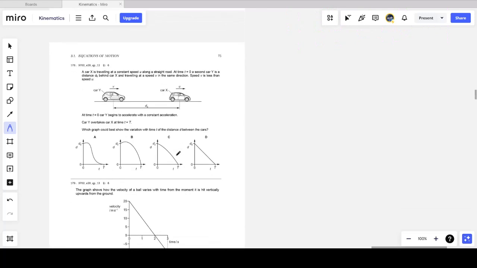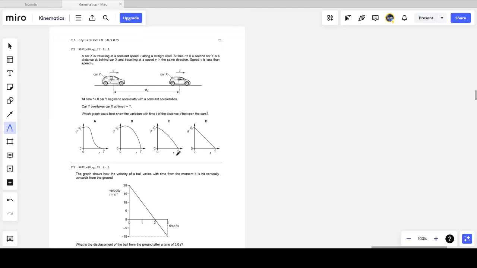The next question is 178. It comes from summer 2020, question paper 1, variant 2, and it's question 6 from that paper. Now here's an interesting one. We're told that a car X is traveling at a constant speed u along a straight road. At time t equals 0, a second car Y is a distance d0 behind car X and traveling at a speed v in the same direction, and speed v is less than speed u. At time t equals 0, car Y begins to accelerate with a constant acceleration, and car Y overtakes X at a time t equals uppercase T. Which graph could best show the variation with time of the distance d between the cars?